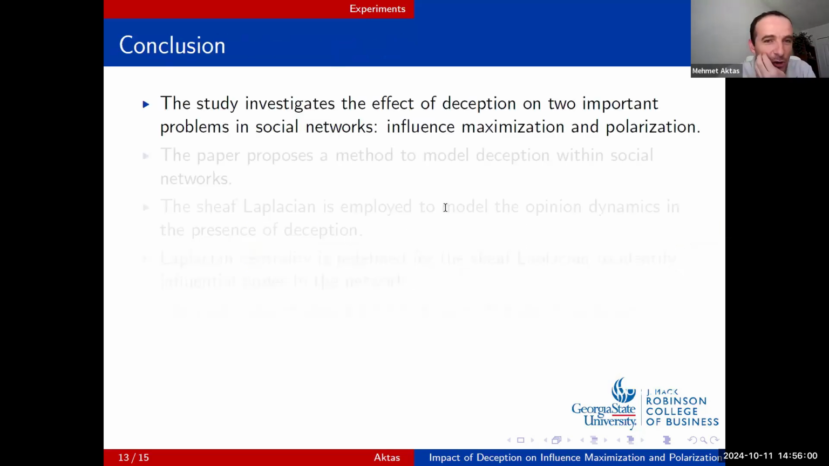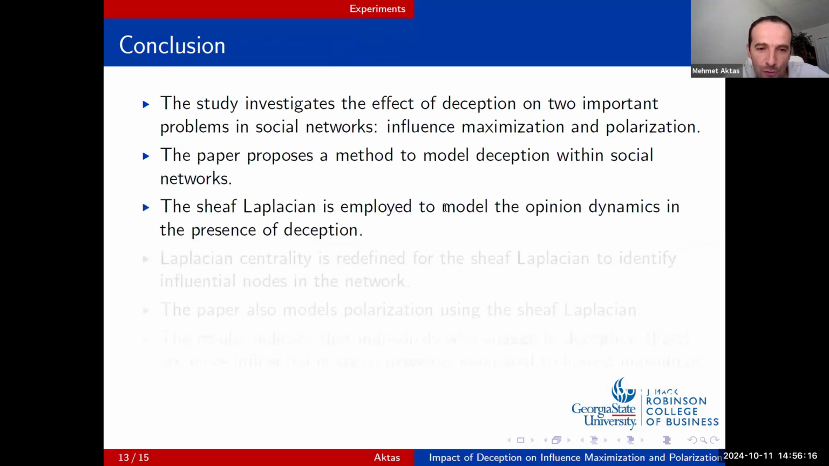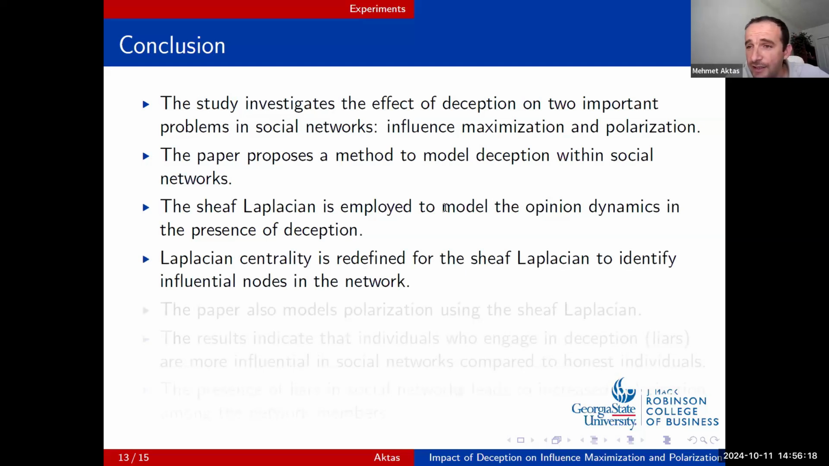All right, as the conclusion, as I said at the very beginning, we are investigating the effect of deception on 2 important problems in social networks: influence maximization and polarization. We use a specific model for deception and also opinion dynamics. We define a new metric, which is called Laplacian centrality, which is able to identify influential users when there are liars in the social network.